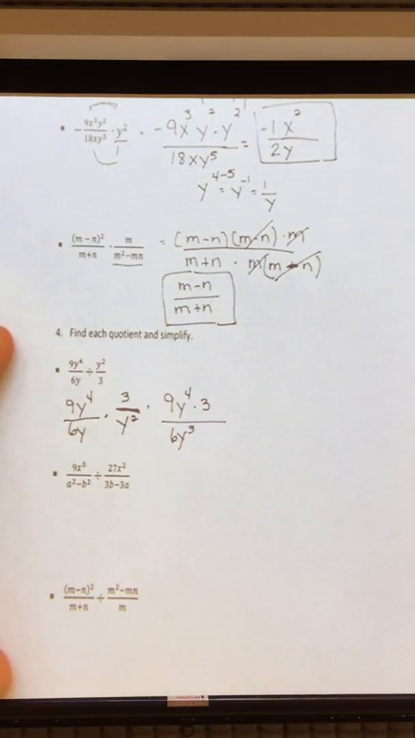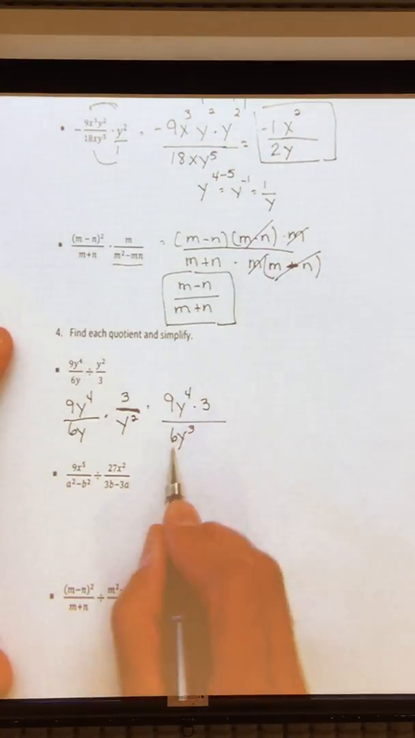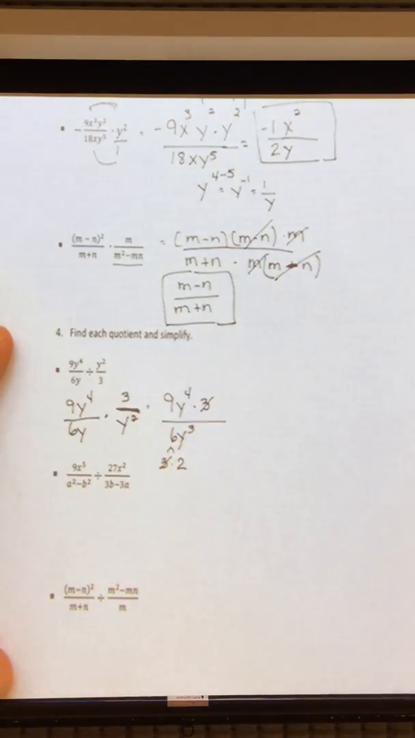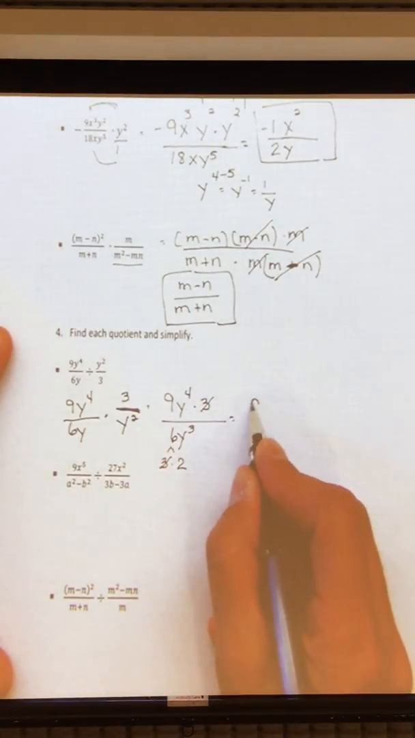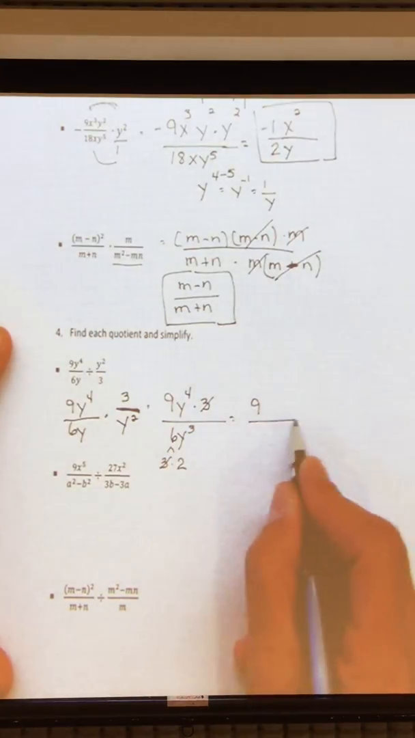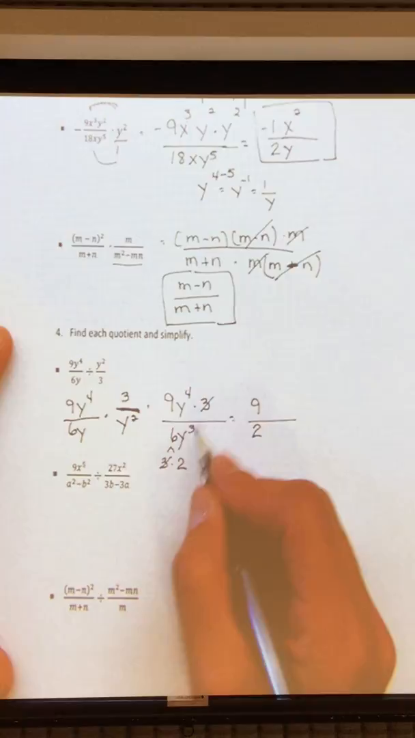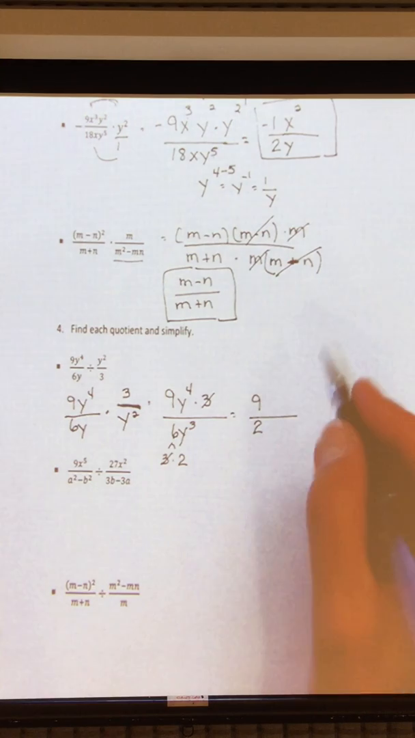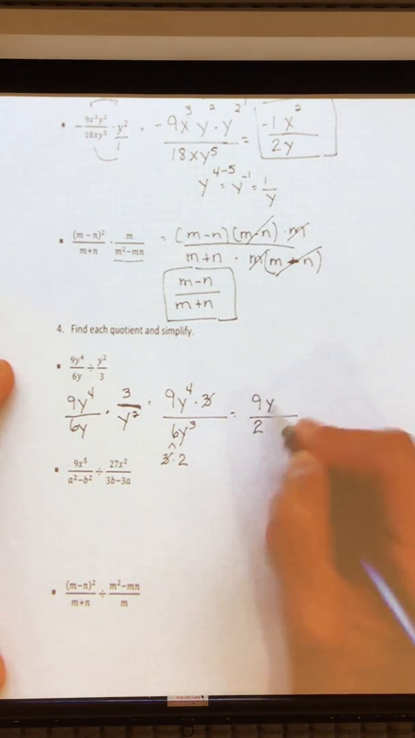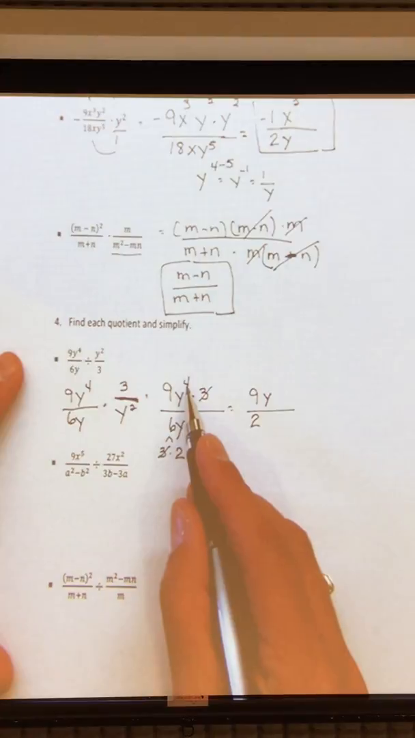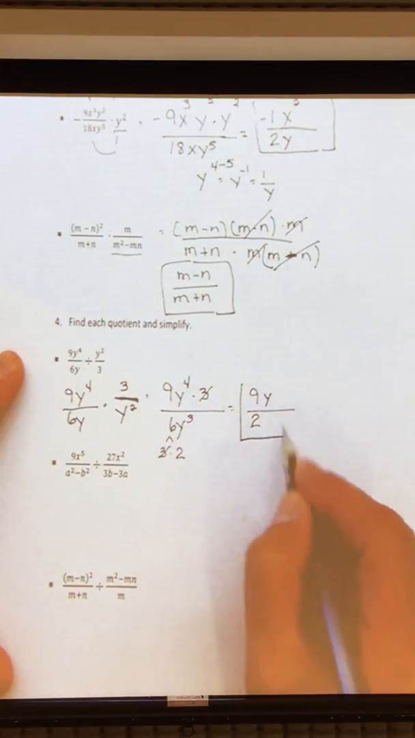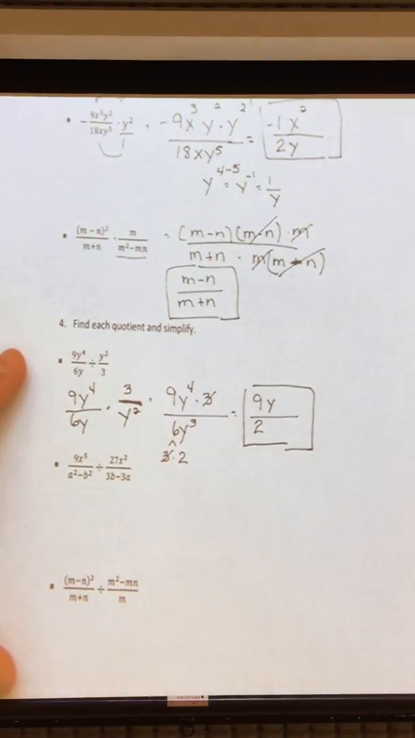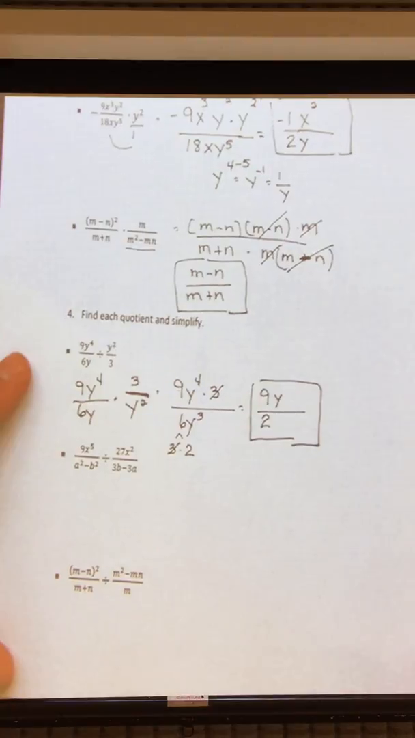Now you can simplify. Again, the 6, you can do it as 3 times 2, which cancels the 3. So you're left with 9 over 2, y to the 4th over y is y. Again, you subtract the degrees when you divide exponents. So 9 over 2, y to the 4th over y cubed is y.